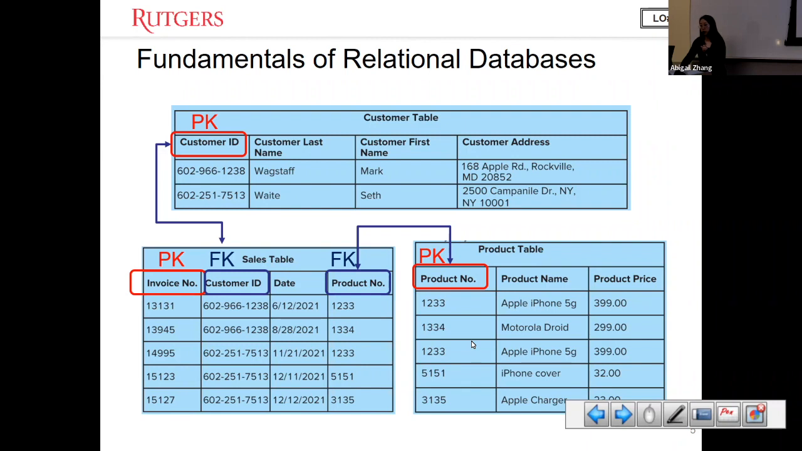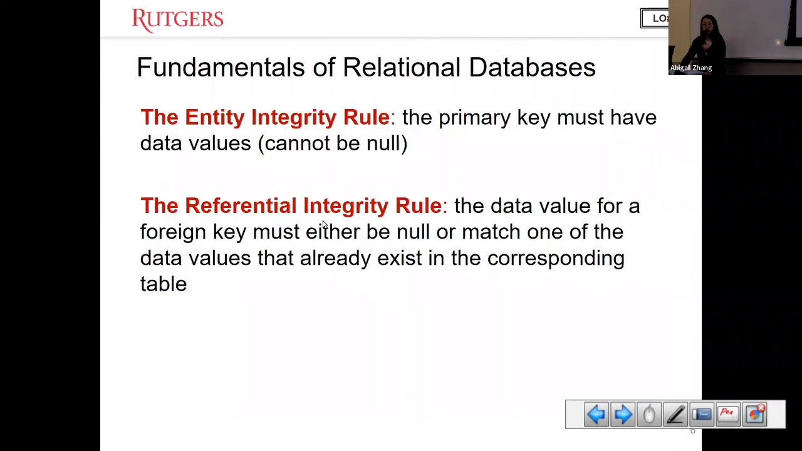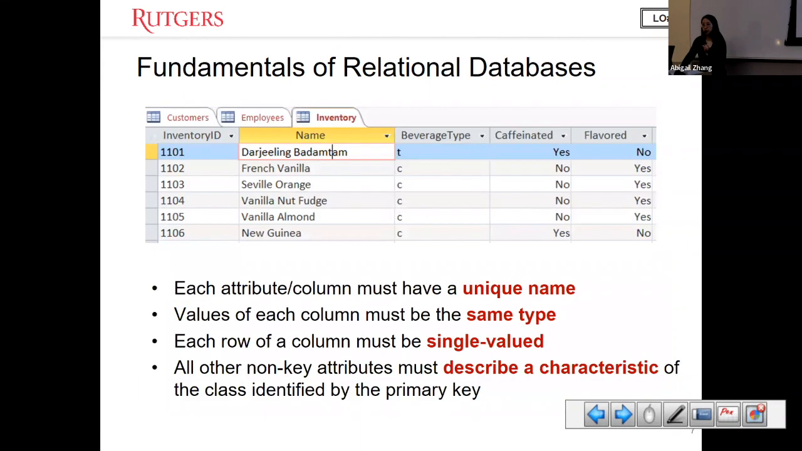So that's called the referential integrity rule. If you want to trace back to the source table, it has to be there. That's what the referential integrity rule says. Now, there are other rules too.